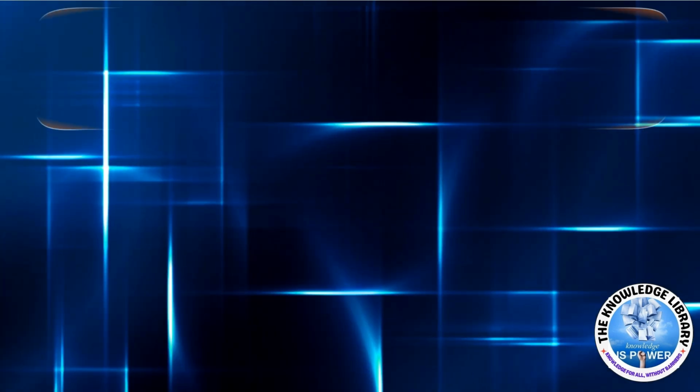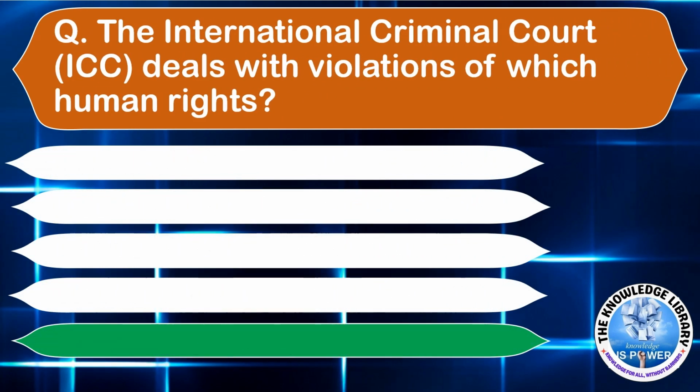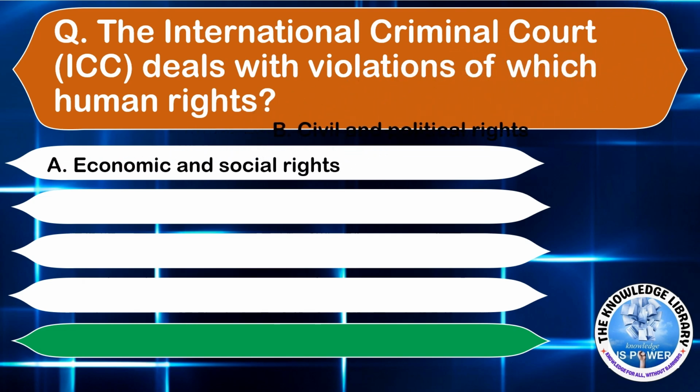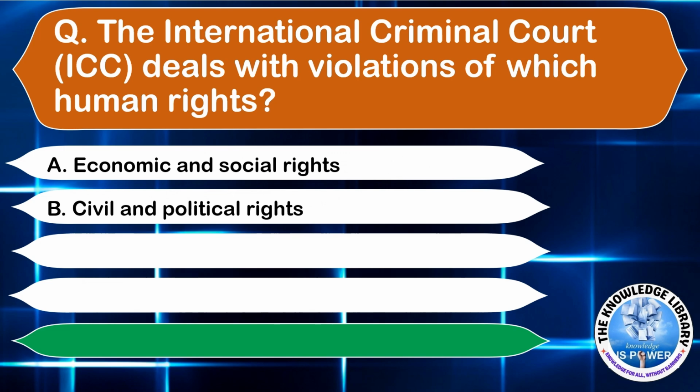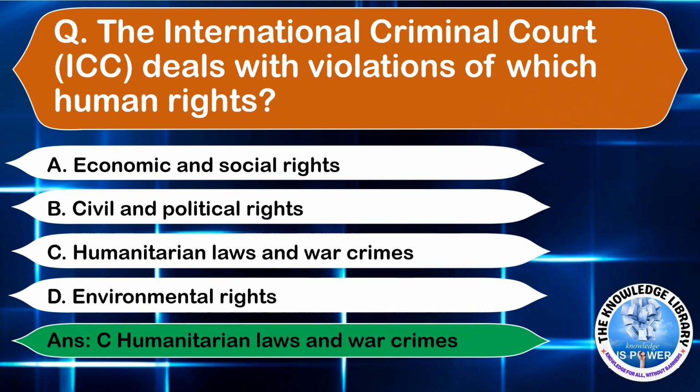Next question is, the International Criminal Code deals with violations of which human rights? Option A, economic and social rights. Option B, civil and political rights. Option C, humanitarian laws and war crimes. Option D, environmental rights. Answer is option C, humanitarian laws and war crimes.